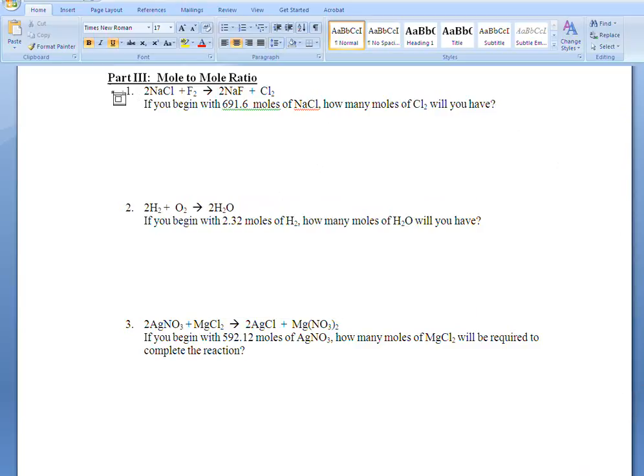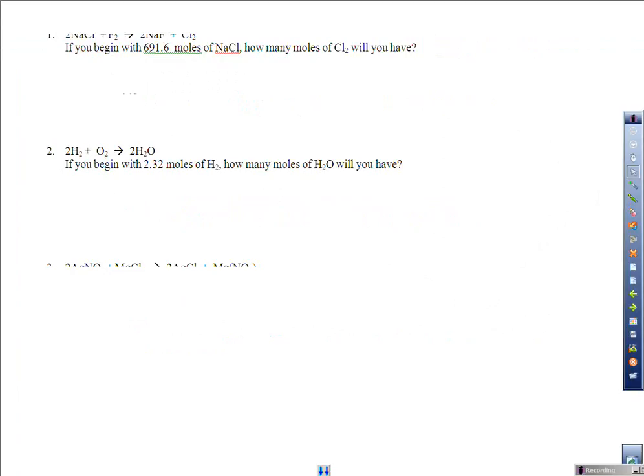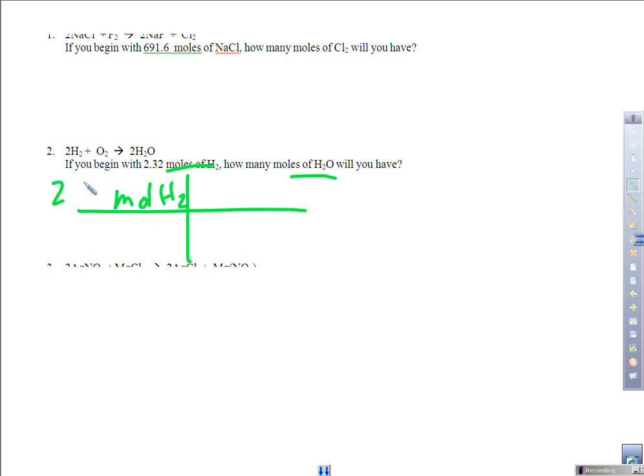So let's talk about one problem of a mole to mole ratio. And because it didn't want to copy correctly, we're going to do this one right here. So we start with moles of H2, moles of H2O. So what we do is we always put what we're starting with in the top left corner. So that's moles H2, and it's 2.32 moles H2.